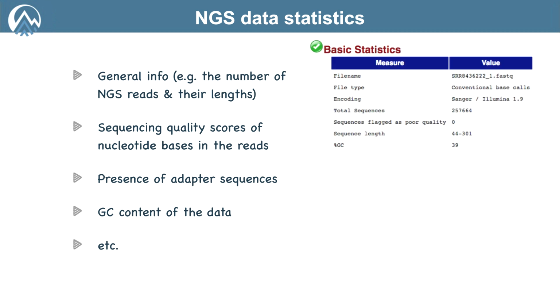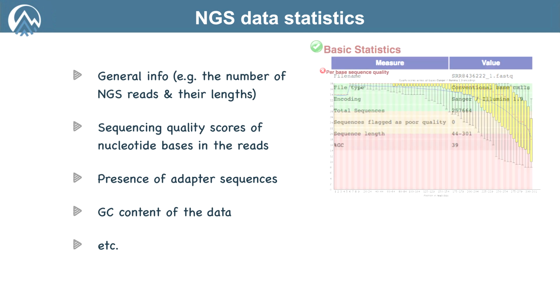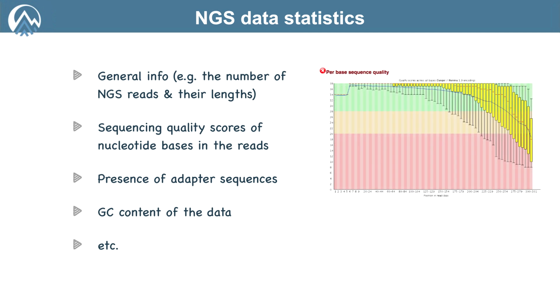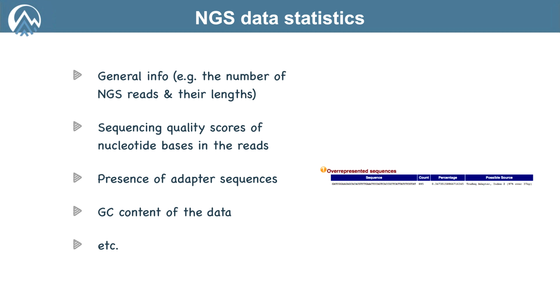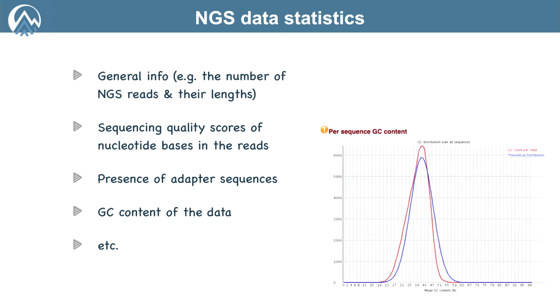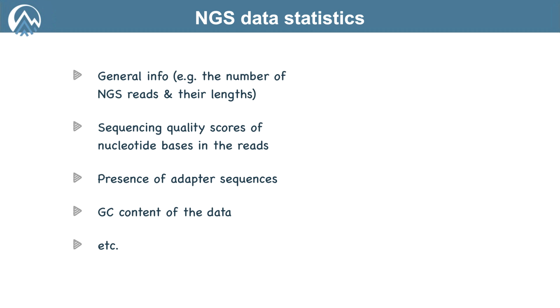We check general information about the data, such as the number of reads and their lengths, sequencing quality scores of nucleotide bases in the NGS reads, presence of adapter sequences that are sometimes added to the ends of the sequenced fragments due to the specificity of the sequencing technologies, and GC content of the data. Based on this information, to benefit downstream analysis of the data, we may like to improve the data quality. For example, trim low-quality bases from each read or cut the adapter sequences.